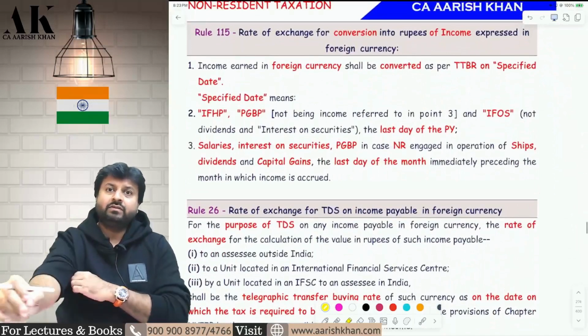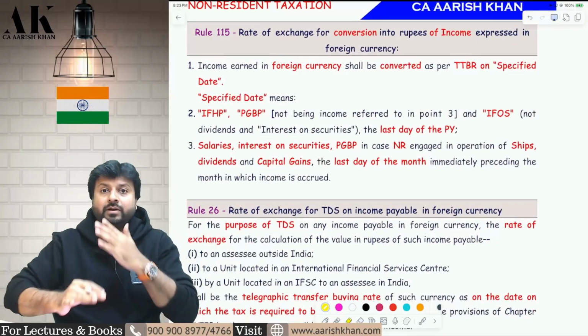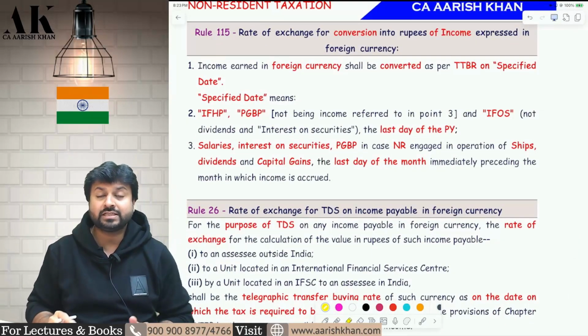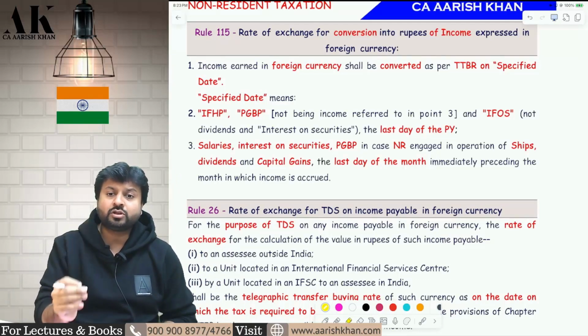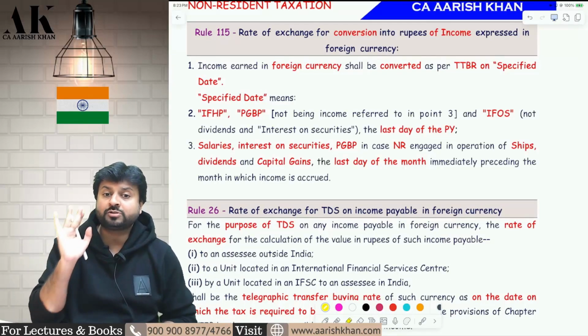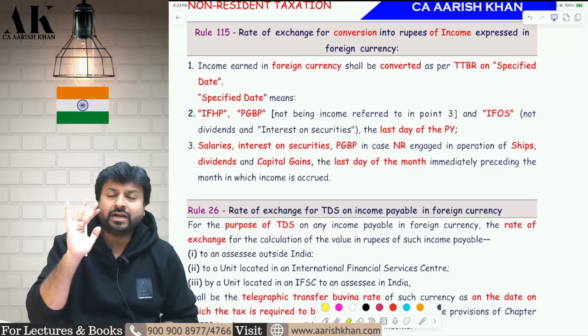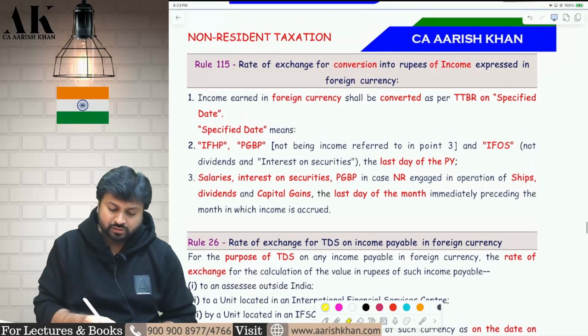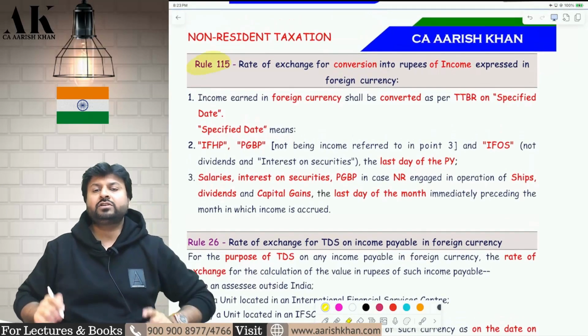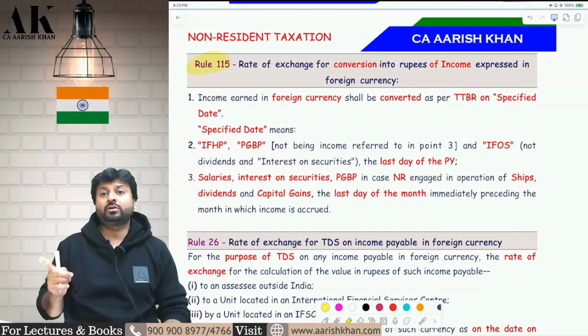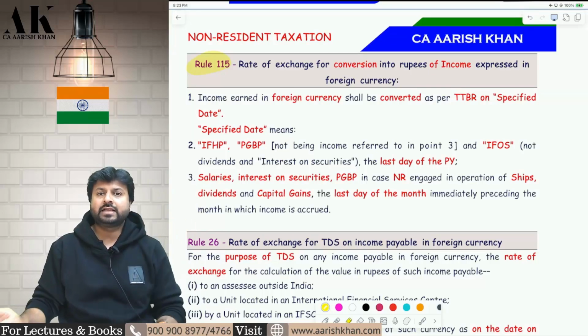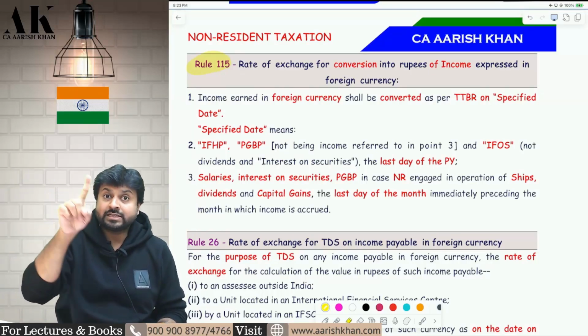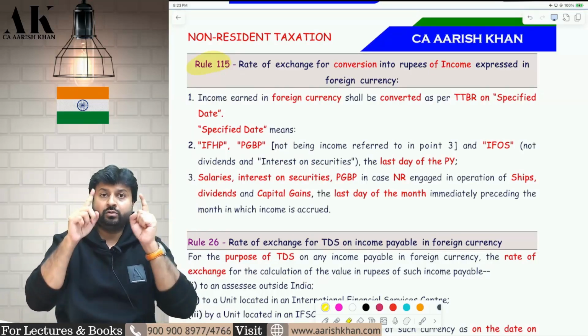Now, one last thing in this chapter, which is the most important part of this chapter. A question can come on this in the examination, and if the question comes on this, you will be handicapped if you don't know this provision. You will not be able to start the question if you don't know this provision. Rule 115. There is a lot of confusion among students regarding Rule 115 and Rule 128. Let me clarify here itself. Rule 128 we will do later on in the chapter of DTAA. Rule 115 we are doing today.